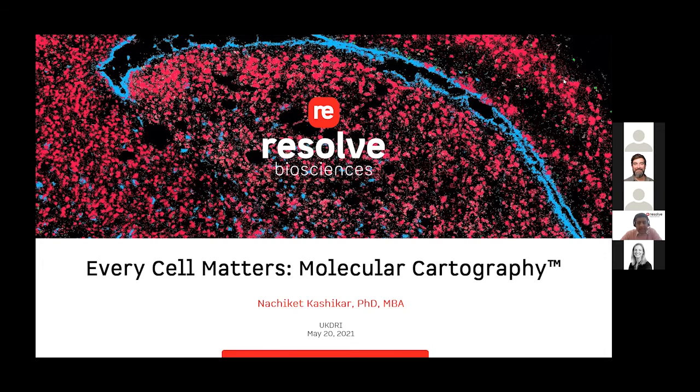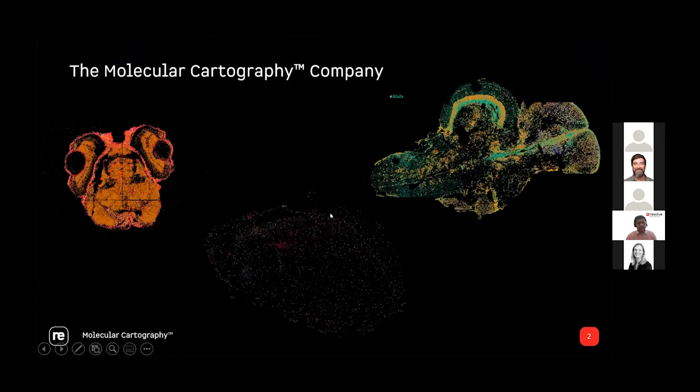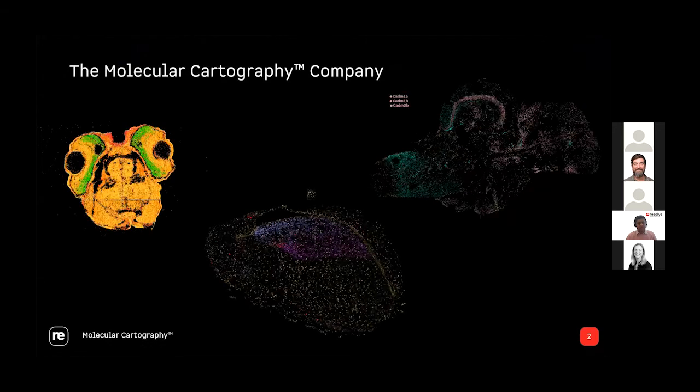platform. As you can imagine from the title, what I've written here is "every cell matters." So as you can probably guess, we are looking at single cell, and even at subcellular resolution. There are many different approaches when it comes to doing spatial transcriptomics. You have sequencing based approaches, and you have approaches where you're doing essentially FISH and so on. Our approach is based on FISH, single molecule FISH.